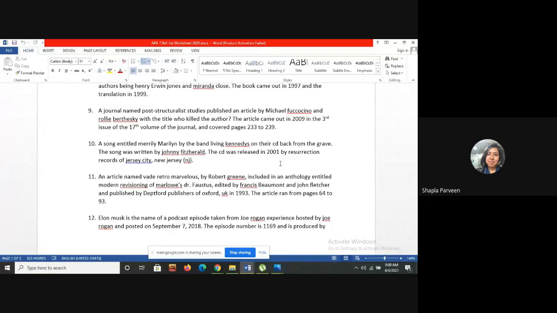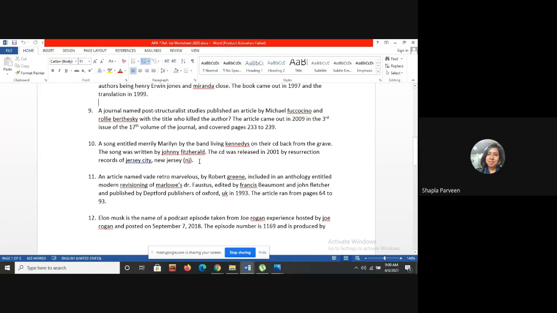Okay, so this one is a different type of source itself. It's actually a CD. The name of the song, which is recorded on this CD, is Merrily Merlin by the band Living Kennedys. The name of the CD is Back from the Grave. When we're talking about a song recorded on a CD, what you have to include is the writer of that song. So Johnny Fitzgerald, that's the name of the songwriter.